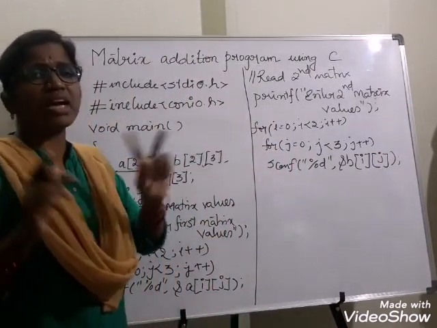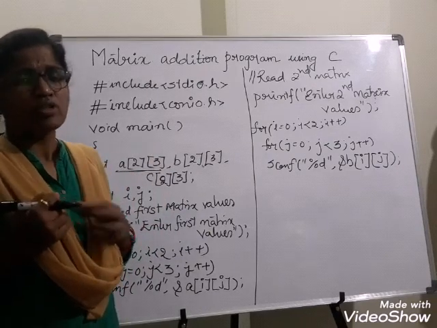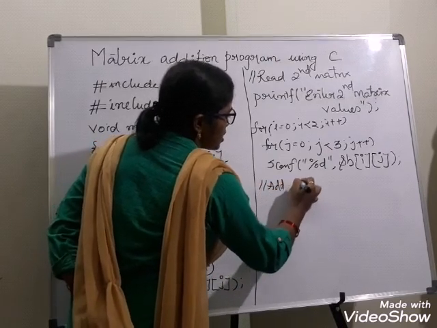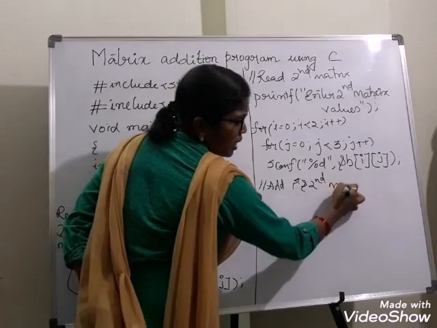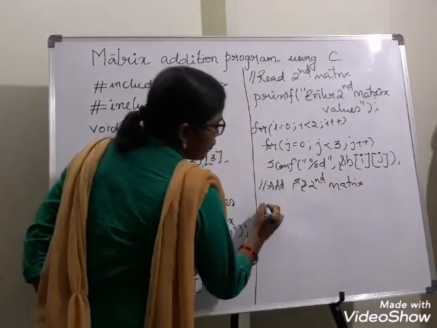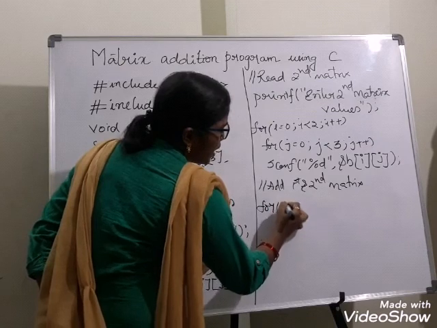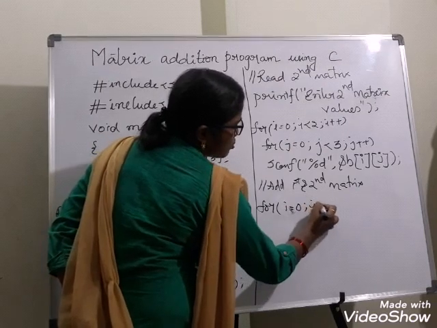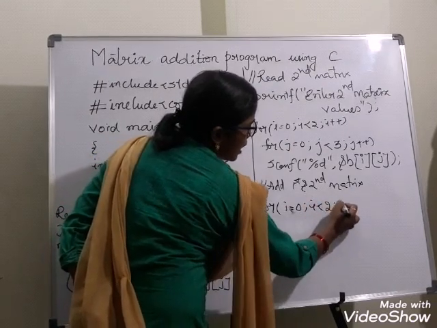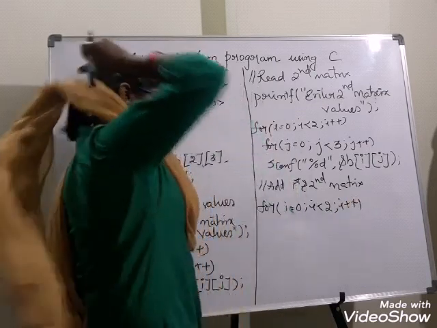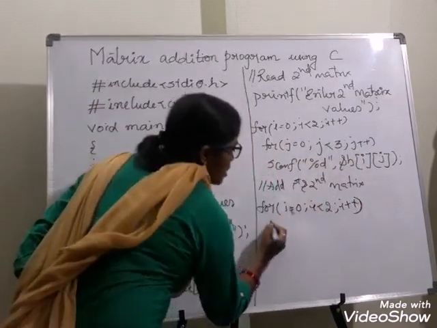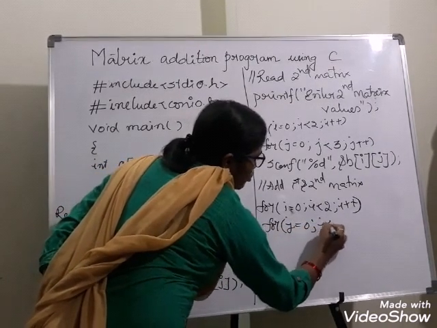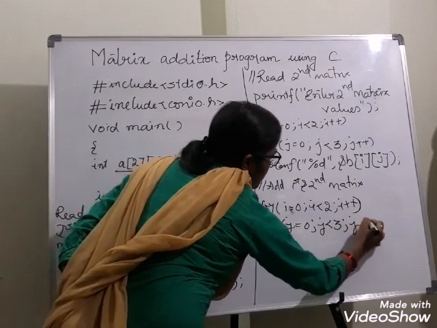So with this, I have 2 matrices in my hand. Next, what I need to do? I have to add the first and second matrix. So for this, what I will write? For i equals to 0, because for all the values I have to add. So i equals to 0, i less than 2, i plus plus. This is the parenthesis. And for j equals to 0, j less than 3, j plus plus.